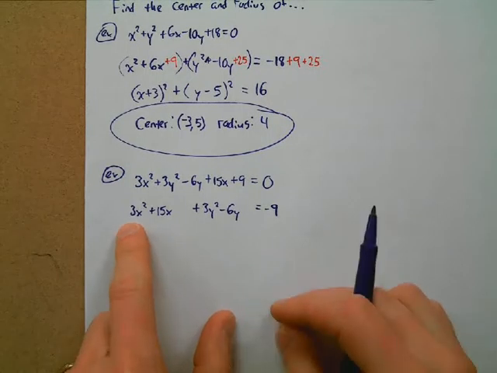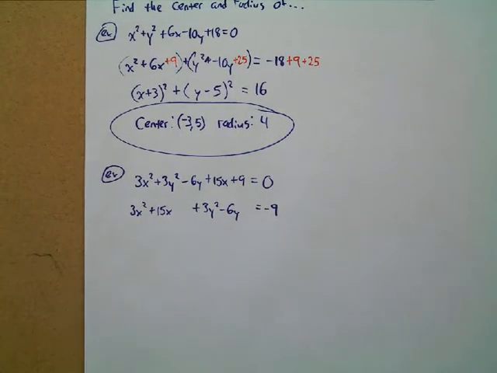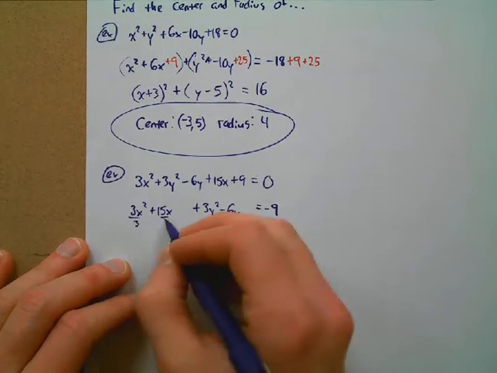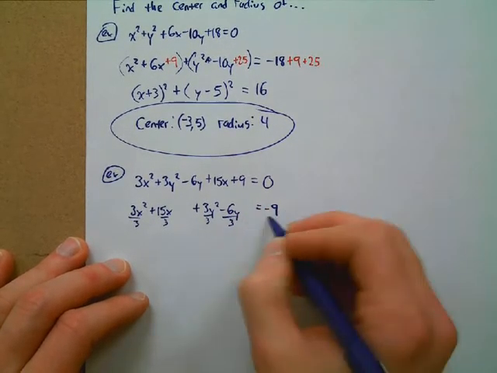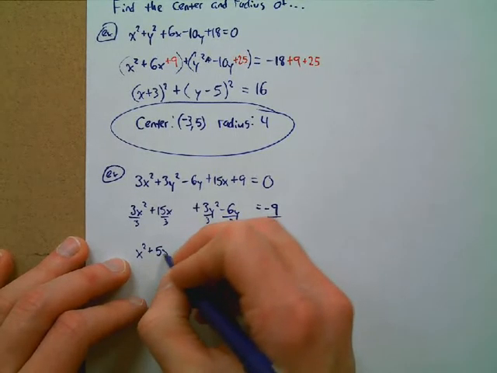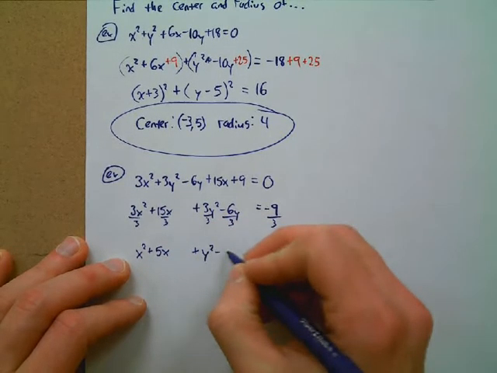And this is a perfectly legitimate thing to do, right? You can divide both sides by 3. And now, thank goodness, we've eliminated that coefficient, so we don't have to worry about the extra complicated part of completing the square. We can just do the normal completing the square here. Okay.